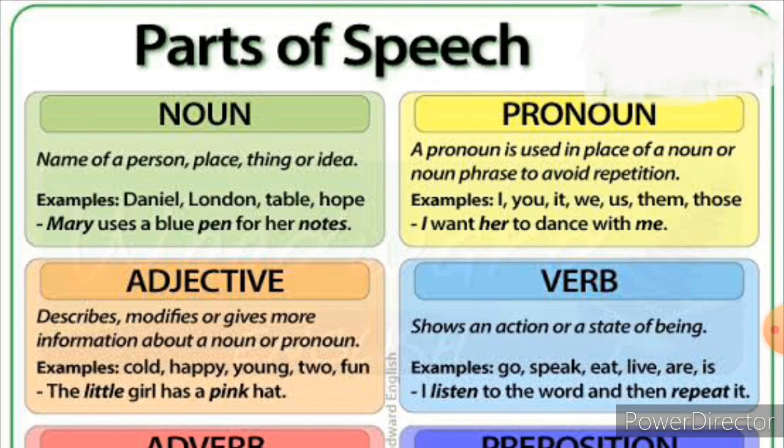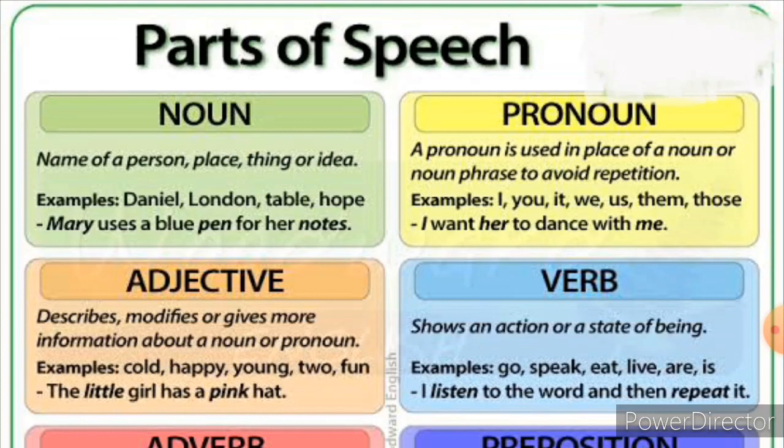Look at the next one. The next is the pronoun. A pronoun replaces the noun. Instead of a noun, we can use the pronoun. A pronoun is used in place of a noun or noun phrase to avoid repetition. To avoid repeating the noun again, we can use the pronoun. Look at the examples for pronoun: I, you, it, we, us, them, he, she. These are known as pronouns.